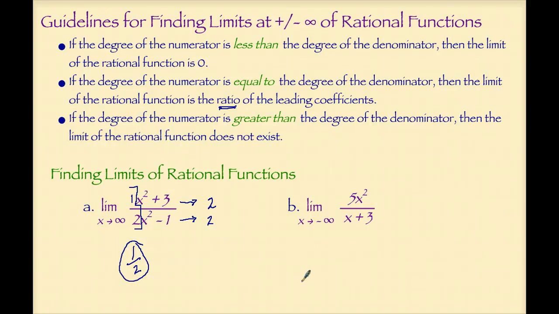Now let's look at our second example. The limit as x approaches negative infinity of 5x squared over (x plus 3). The degree of the numerator, 2. The degree of the denominator, 1. Since the degree of the numerator is greater than the degree of the denominator, then the limit of the rational function does not exist. That means as this function approaches negative infinity, it exhibits unbounded behavior. We can say does not exist for this limit.